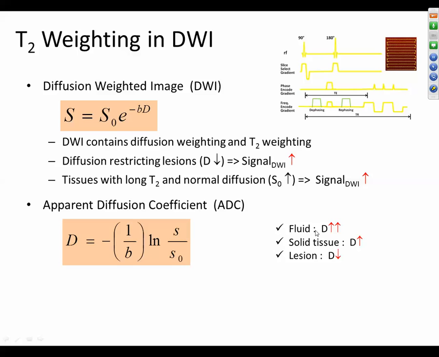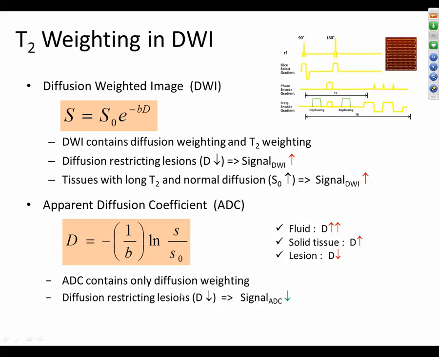Just to repeat: for the fluid, the ADC value is very high, and the solid tissue has relatively lower diffusivity than fluid. But for diffusion restricted lesions, the diffusion is restricted, so the ADC value is low. In the ADC, we eliminate the effect of T2 and only have the diffusion weighting. So if the lesion has restricted diffusion, then the signal will look dark.